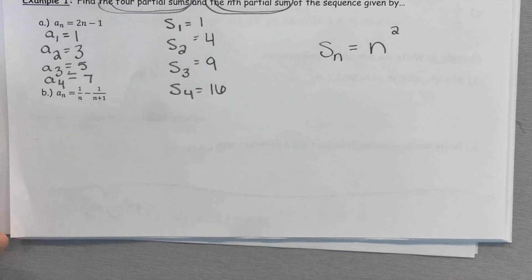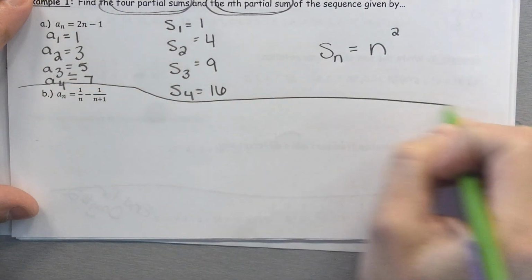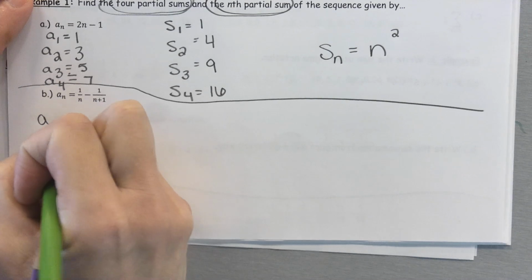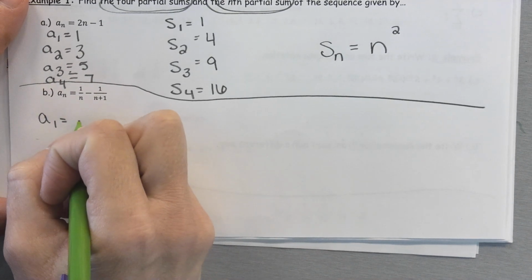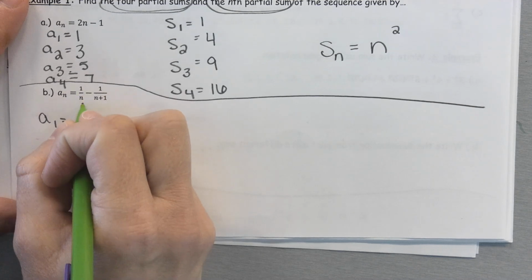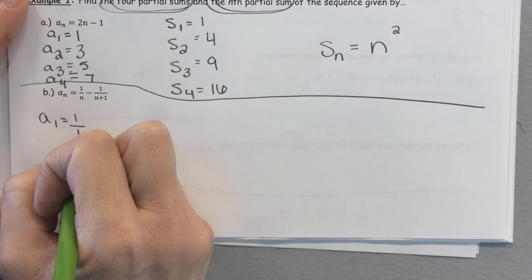Okay, same thing, different problem. Here we go. Sorry, story time's over. A1. We're going to plug in 1. So 1 over 1, and actually, I'm going to leave this kind of funny looking.